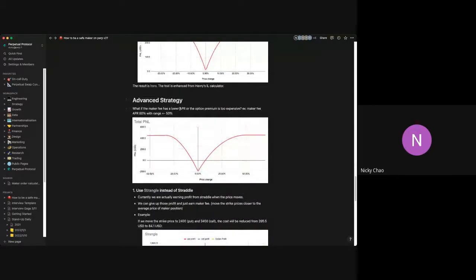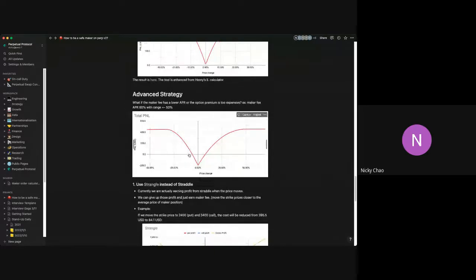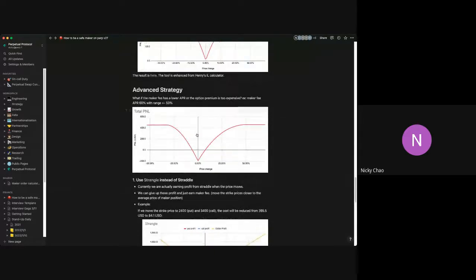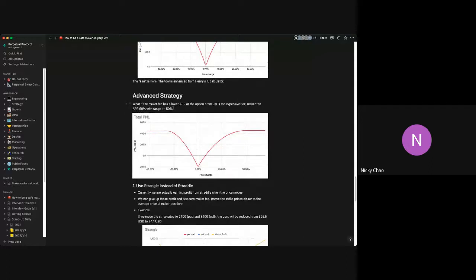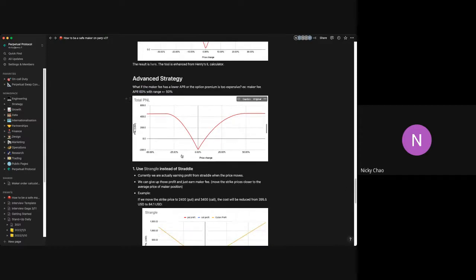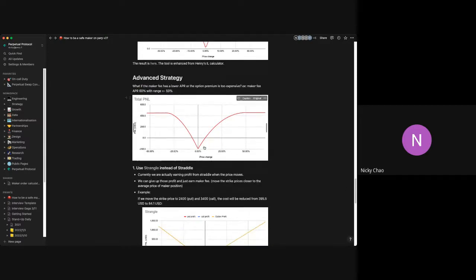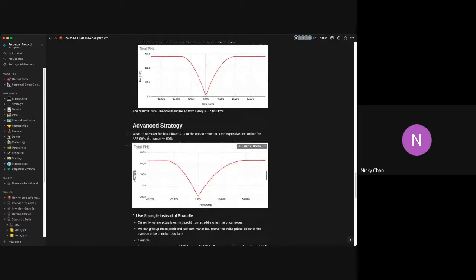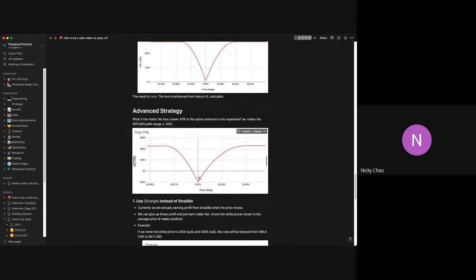So basically, the first advanced strategy here is using Strangle, which was mentioned by Nick earlier. This can handle the case where our maker fee APR is lower. For example, if we have a maker fee APR like 60% instead of 120%, then the chart will look something like this, because we are earning less fee. So basically the profit line moves down, and you might lose some money here.